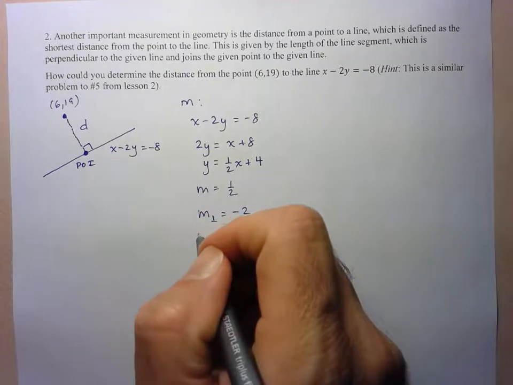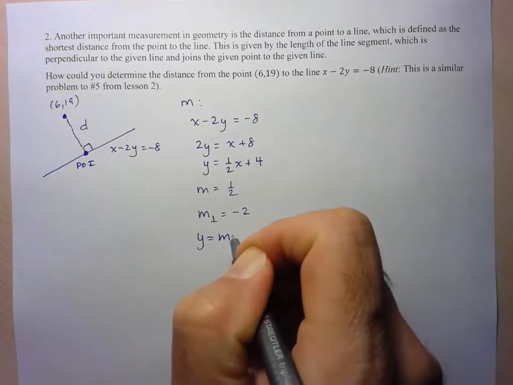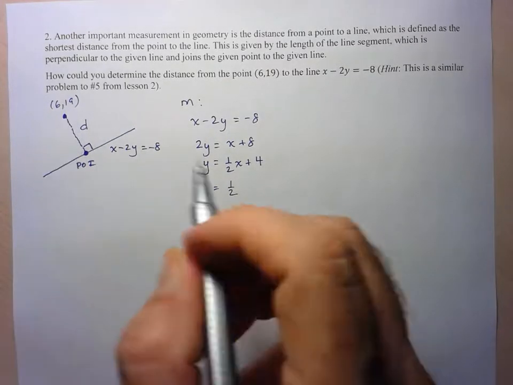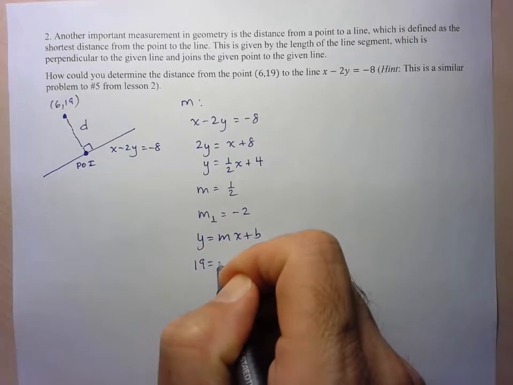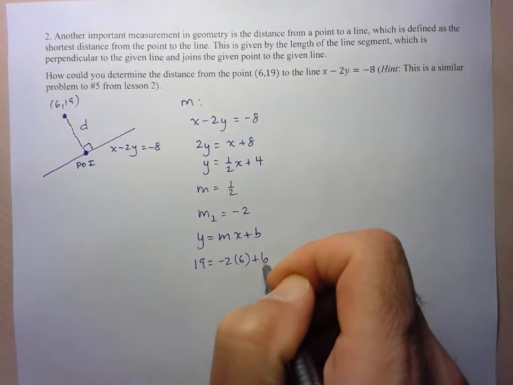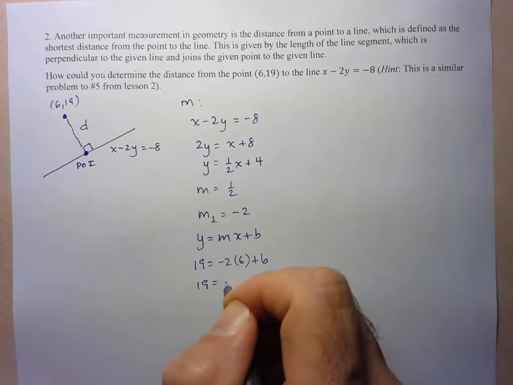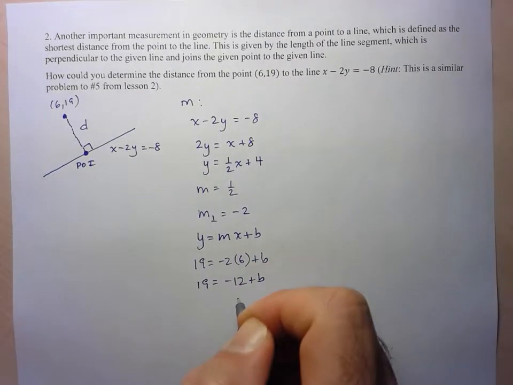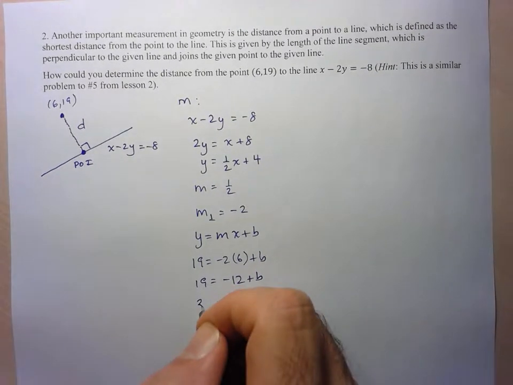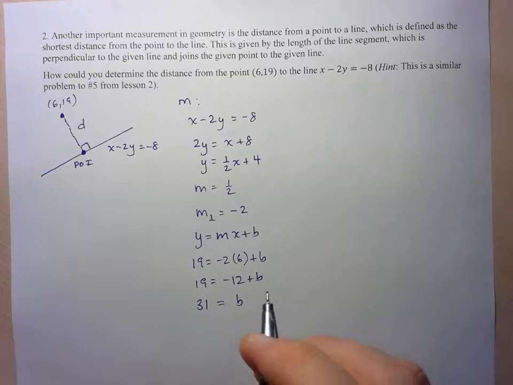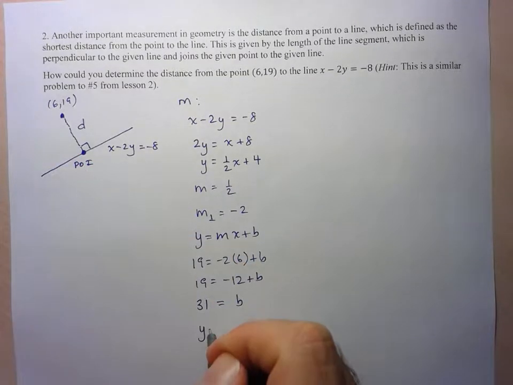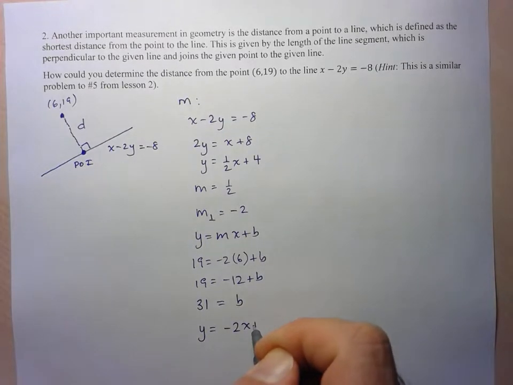So now I can find the equation of a line using my slope-intercept form. I can input the y value of a point on the line, so 19 equals the slope -2 times the x value of a point on the line, which is 6, plus b. So we have -12 plus b, so the b value is just going to be 19 plus 12, which is 31. So that means the equation of my perpendicular line is y equals -2x plus 31.